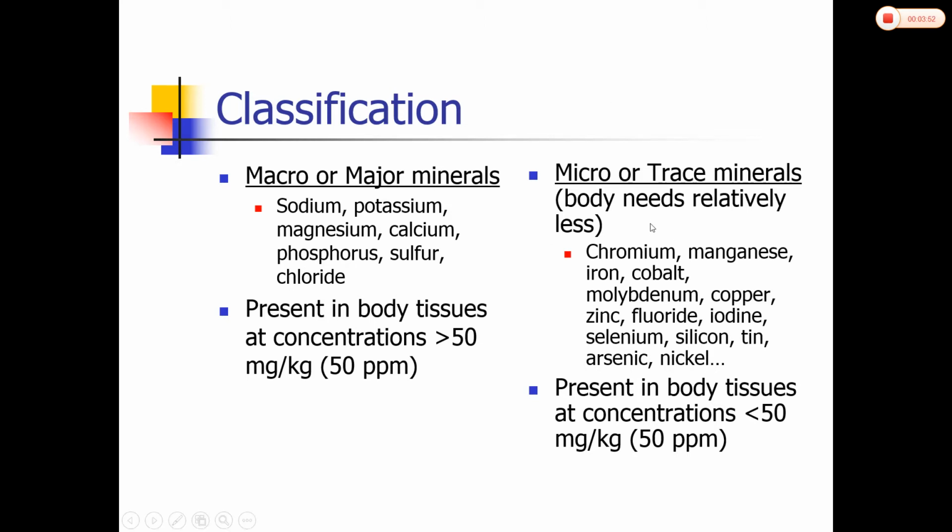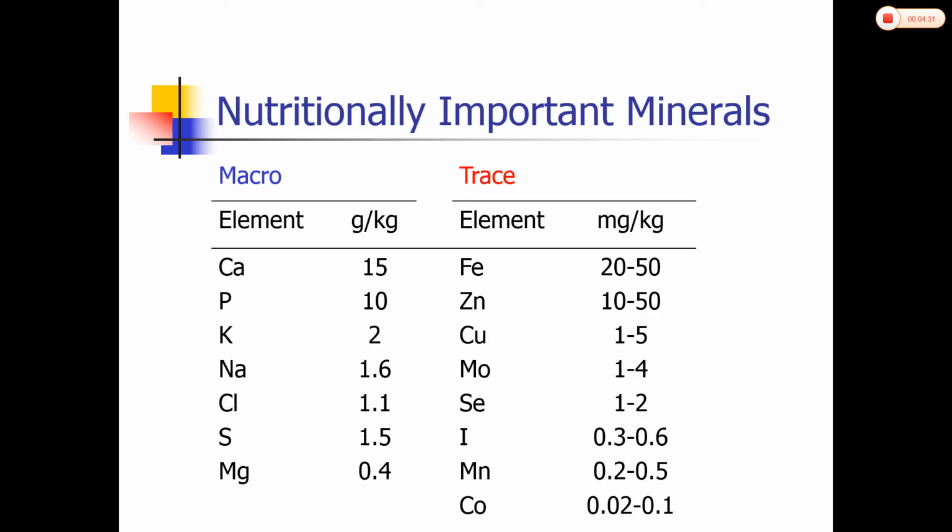Whereas the micro minerals or the trace elements are needed in relatively lesser amounts than the major minerals, and are present in body tissues at a concentration of less than 50 mg per kilogram of the tissue. That means they are present at less than 50 parts per million in the body tissues. The examples are iron, cobalt, chromium, manganese, copper, molybdenum, fluoride, iodine, selenium, arsenic, nickel. These are the examples of the trace elements.